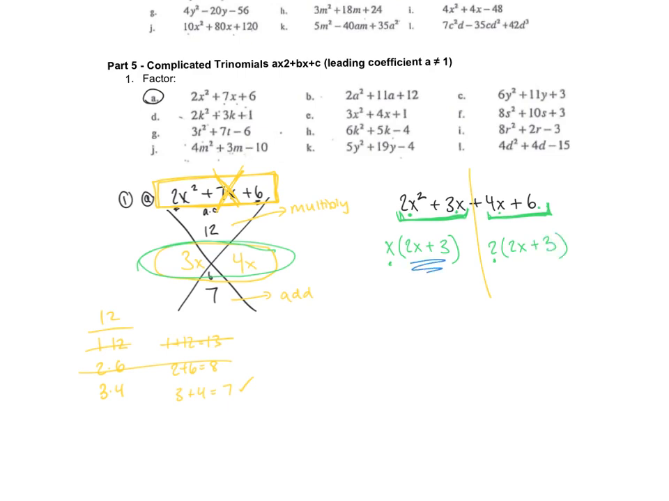Now, these parentheses are the exact same. That's what we wanted, so we're going to write that parentheses. And then the numbers that we divided out, we're going to put together in another parentheses. So that's how we factor complicated trinomials, and complicated trinomials happen when the a value is not 1.